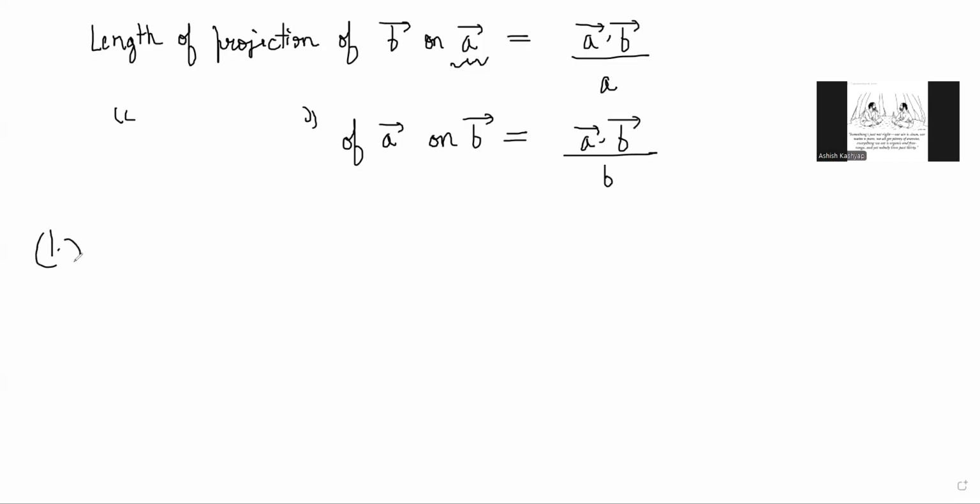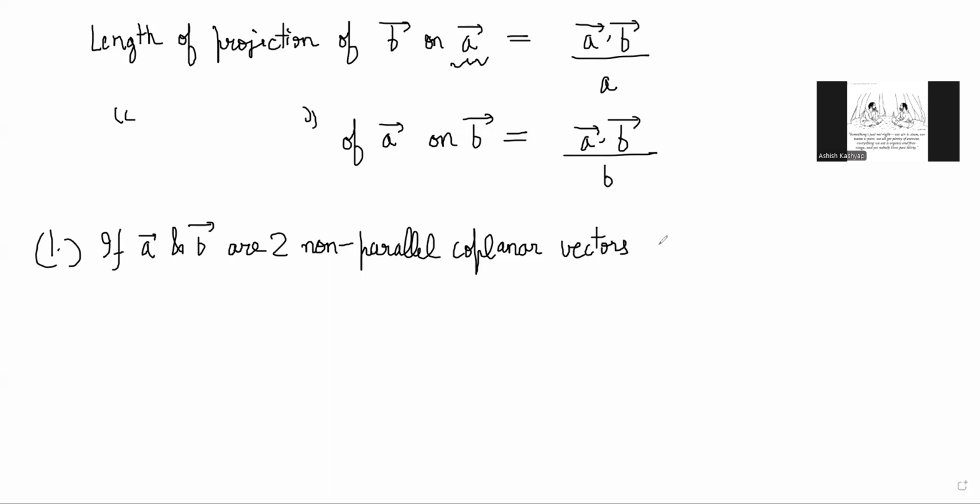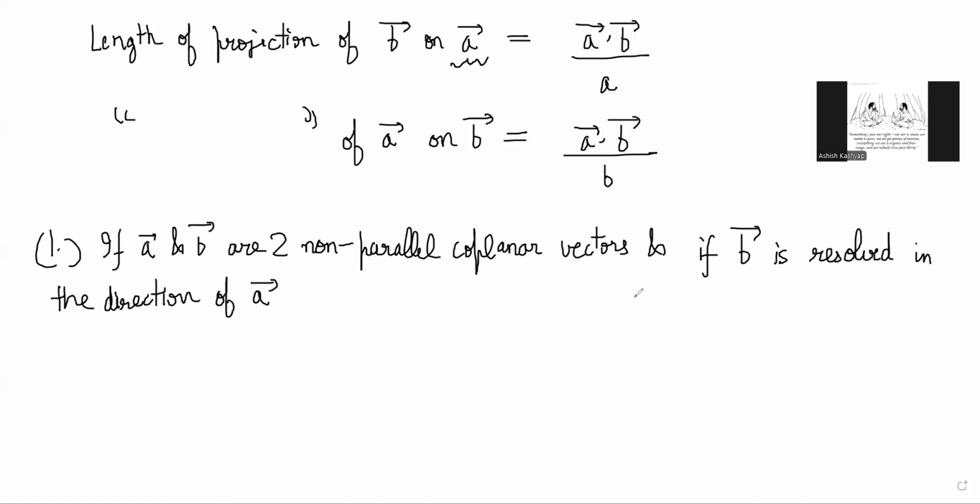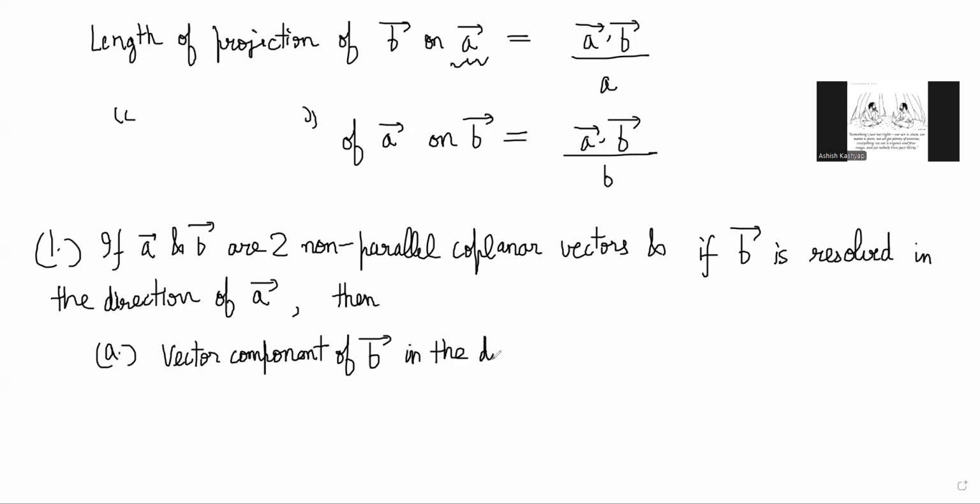Now, another way to state the same thing is if A and B are two non-parallel coplanar vectors, and if B is resolved in the direction of A, basically, what that means is we are taking the component of B in the direction of A. Then we can say that the vector component of the B vector in the direction of A would be B dot A divided by A.